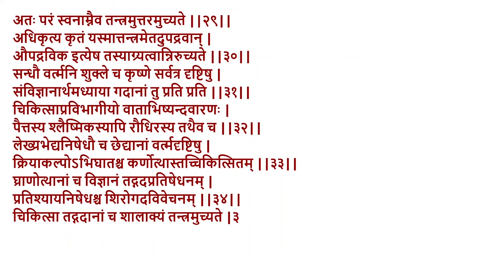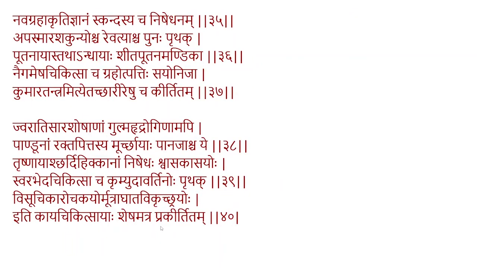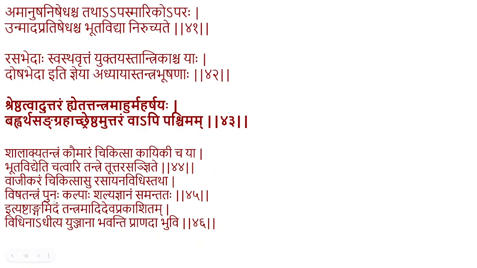In that, the first few chapters are about the Shalakya, so it's also called Shalakya Tantra. It's also about Kaumara Vritya, the treatment of pediatric conditions, and then of course the Kaya Chikitsa, where physical disorders are treated. Hence Shalakya tantram kaumaram chikitsa kayakichaya bhuta vidya chattvari tantre tu uttarasamite. Bhuta vidya, vajikarana, rasayana vidhi and visha tantra are also added in the Uttaratantra.